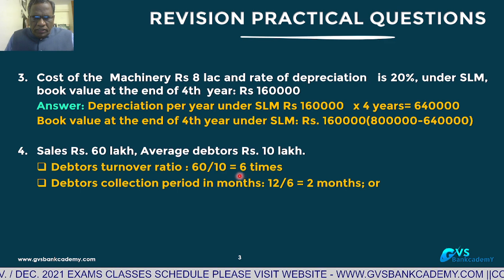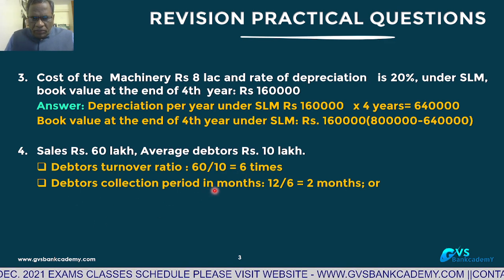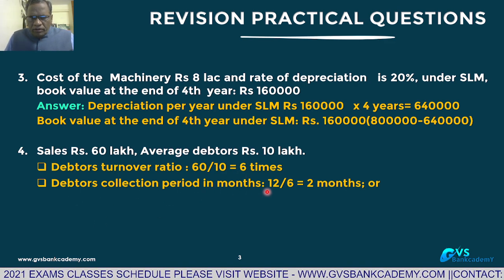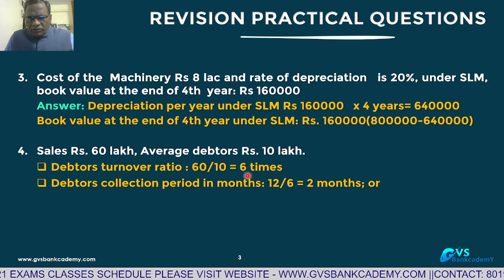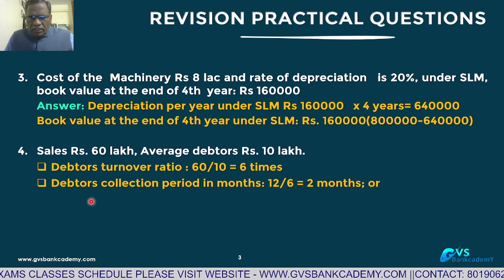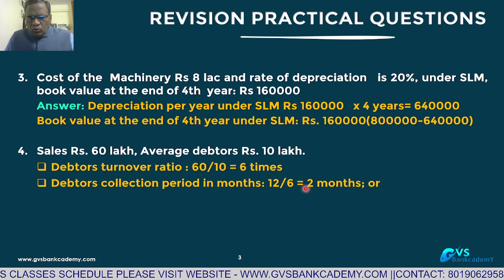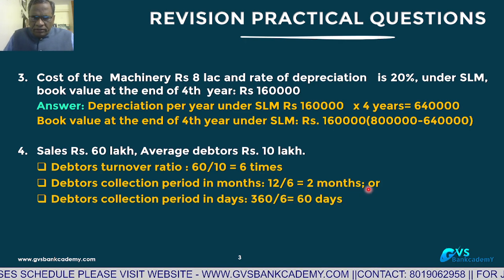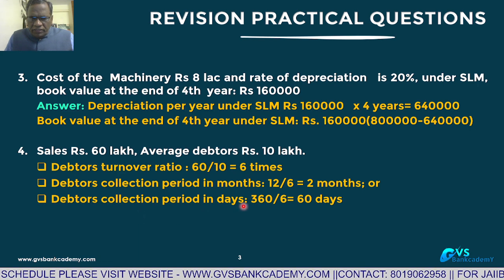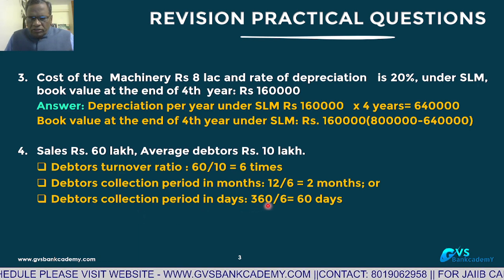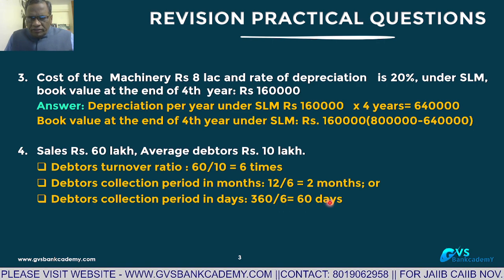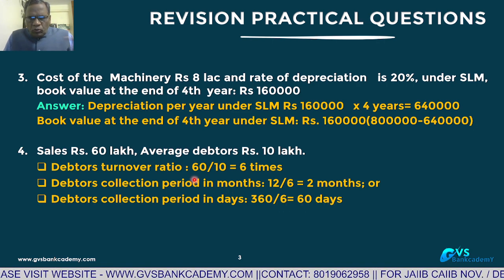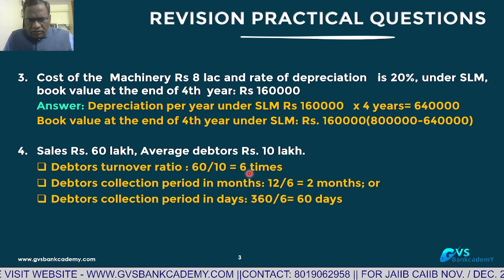And what is the debtors collection period in months? 12 months divided by 6 times, then debtors collection period in months is 2 months. Or in days, debtors collection period in days is equal to, on a presumption of 360 days in a year, divided by 6, 60 days. So the debtors turnover is 6 times.